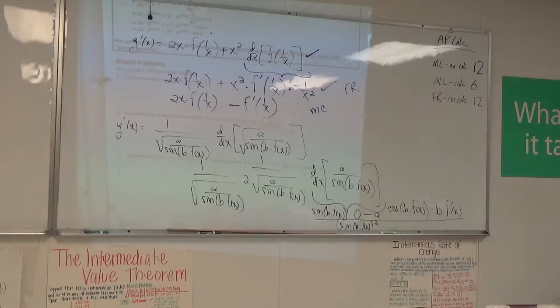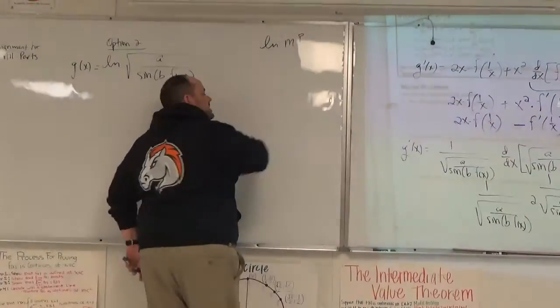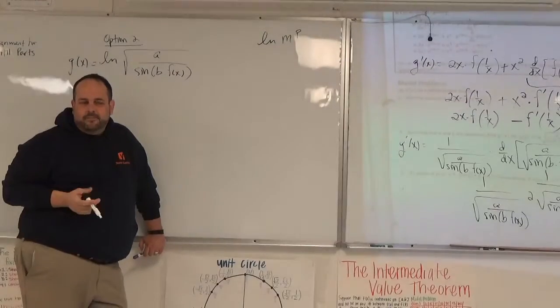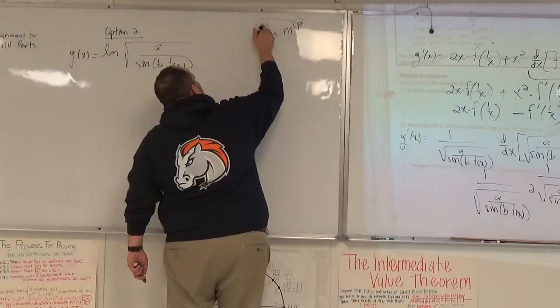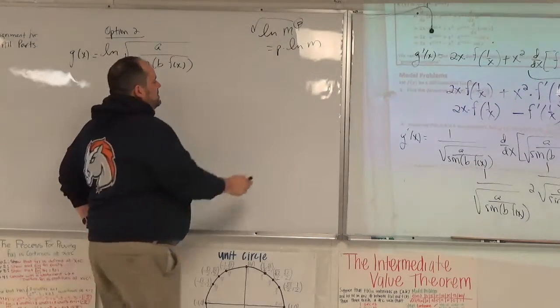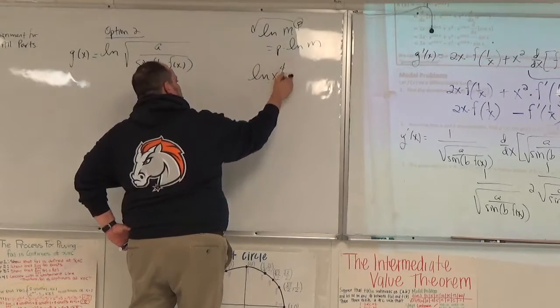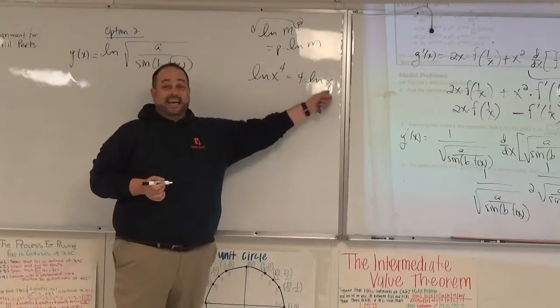Log properties. There are some log properties that you are responsible for knowing that would make your life so much better here. For example, you guys know something called the p in front of the log property? You drop that p. P times the natural log of m. That's the thing where, like, you might say, oh, I'm working with the natural log of x to the 4th. That's the same as 4 times natural log of x. That's not calculus stuff.